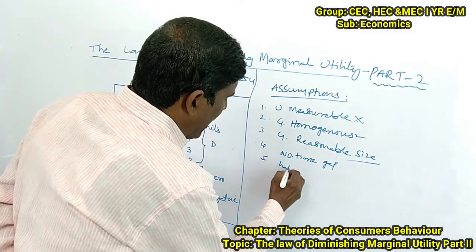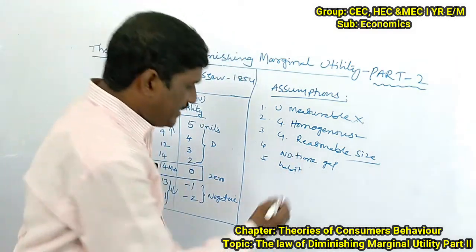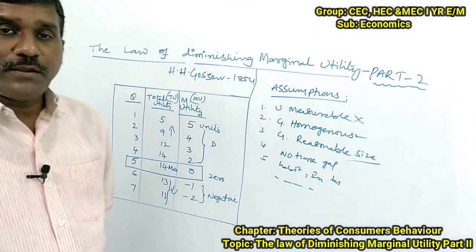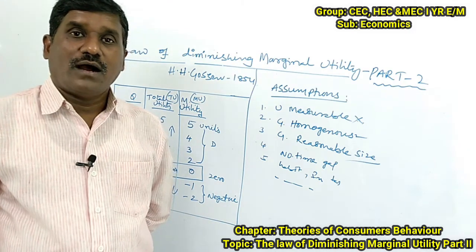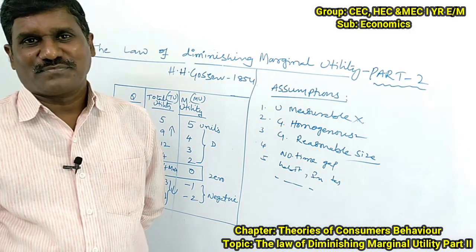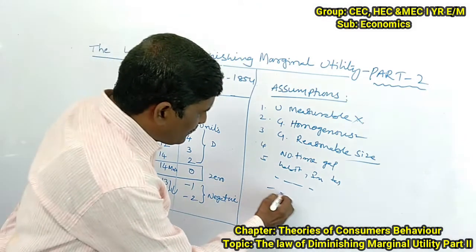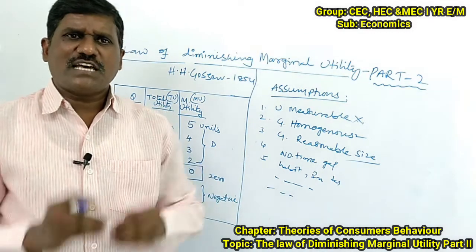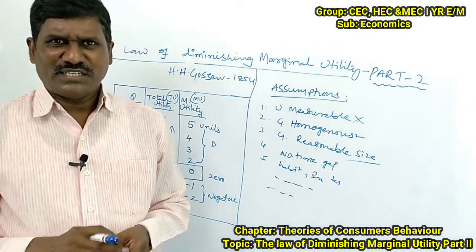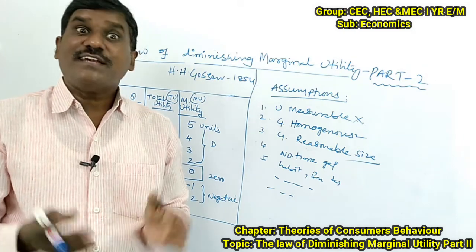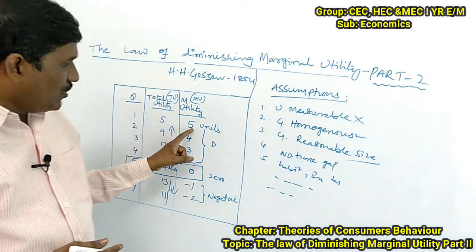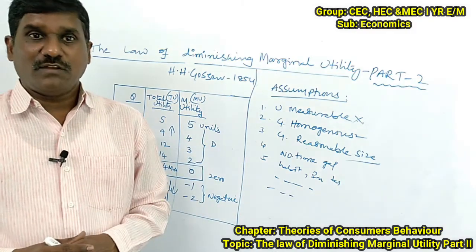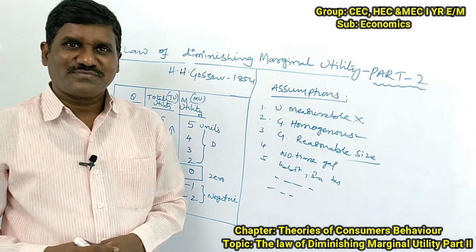Then the habits of the consumer, the income of the consumer, the taste of the consumer and the preferences of the consumer remain the same. And then, the satisfaction derived from goods and services is individual. Different goods will give different satisfaction. The first one gives 5 units, the second one will not give the same satisfaction. Different, independent satisfaction will be given by independent goods.